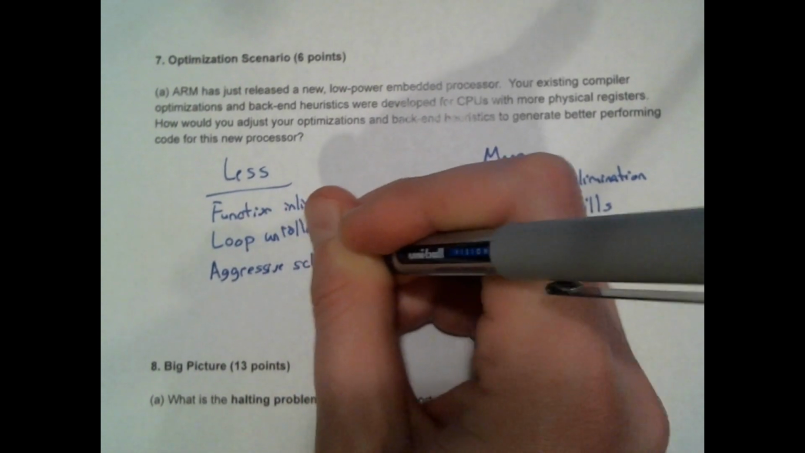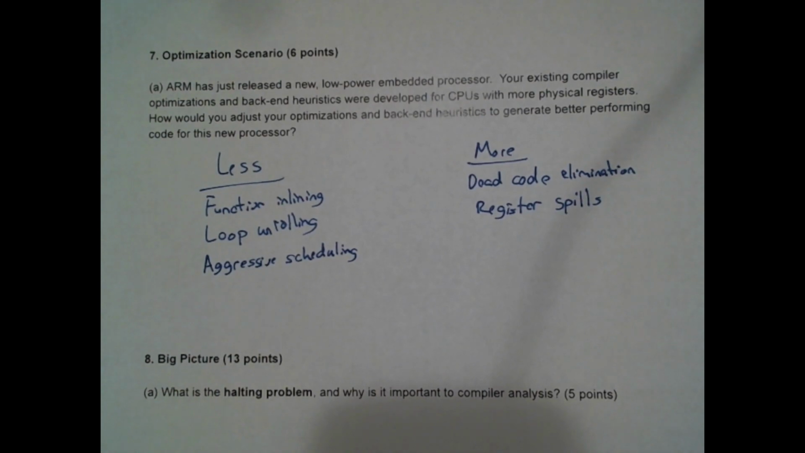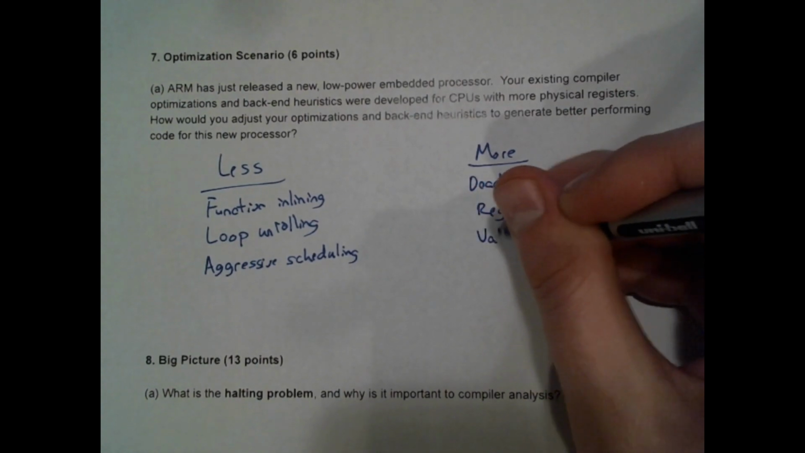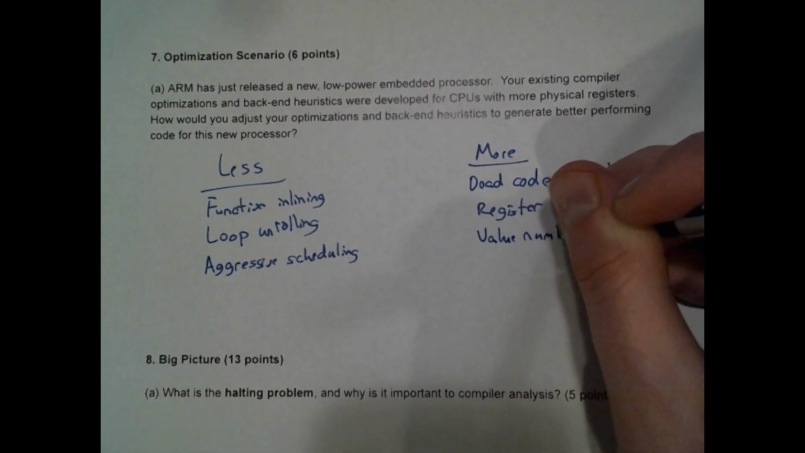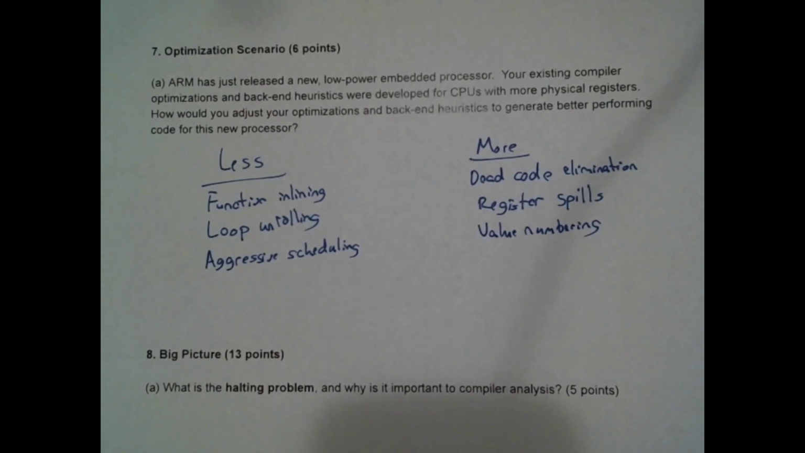So when we're scheduling instructions and selecting instructions, we would want to consider how many registers we're using and try to scale back on that. So those are the main things that jump out to me. Dead code elimination, I guess also value numbering. So more aggressive value numbering, maybe global value numbering, to reduce the number of things we need to keep in registers in general. Those are the main things that I was looking for here.